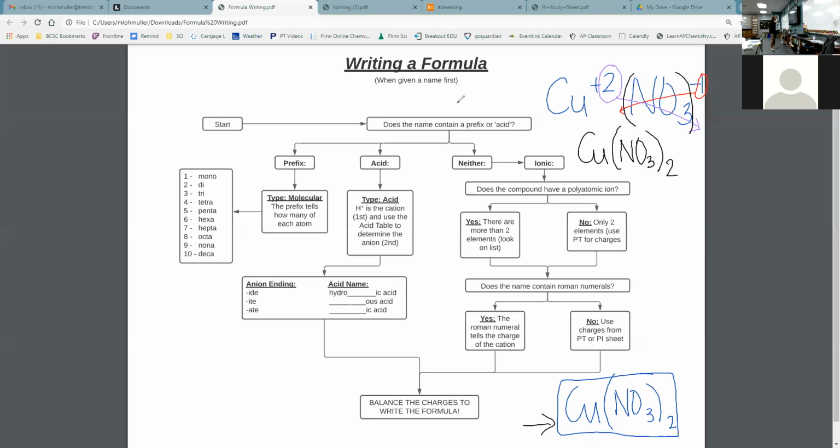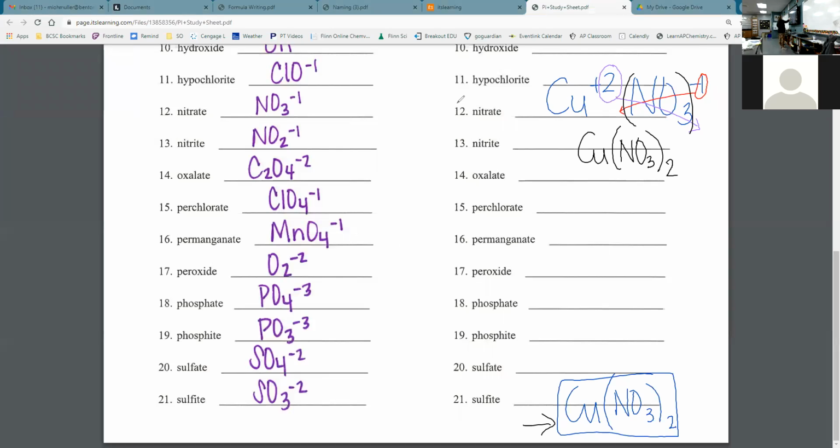So the -1 charge came from this list where nitrate had a -1 right here. So that's how I knew that we had a -1 on the nitrate. And then the +2 comes from the word, which was copper 2. So that Roman numeral tells us what the charge of copper is. So that's where I got those charges from.